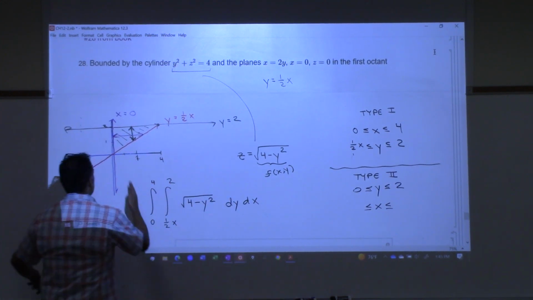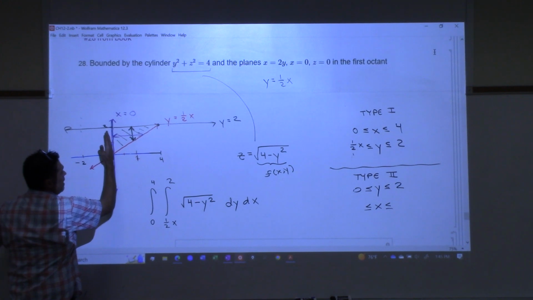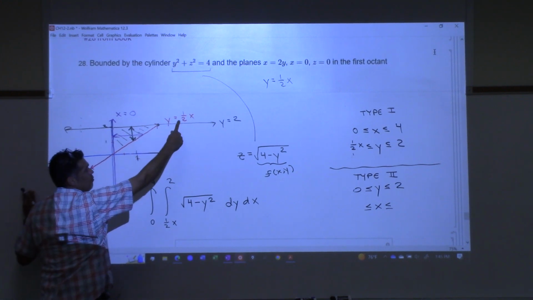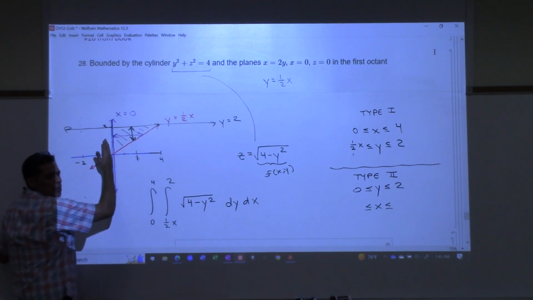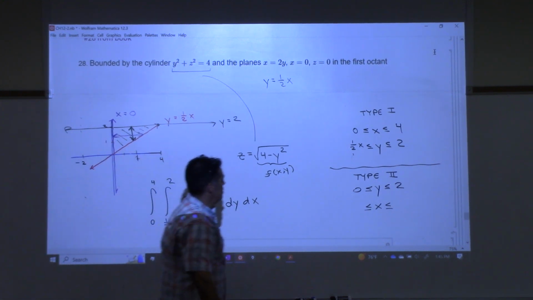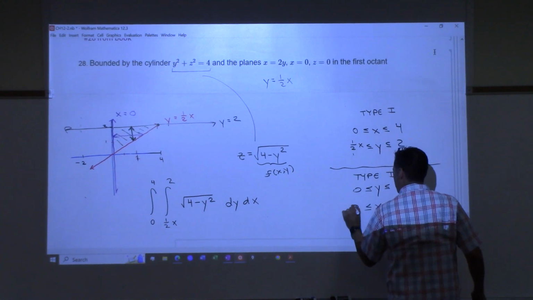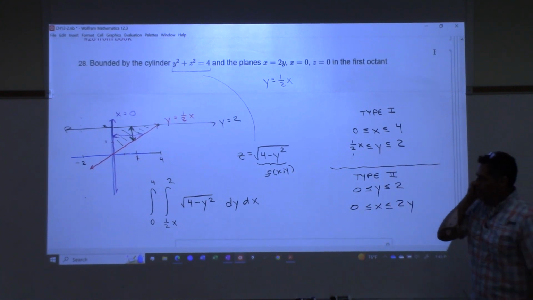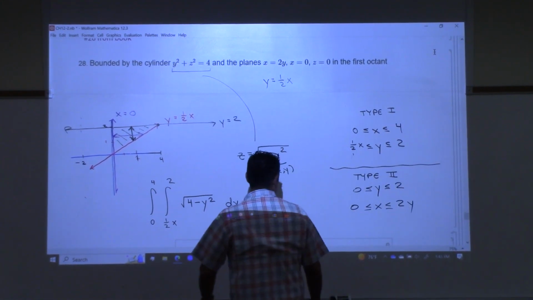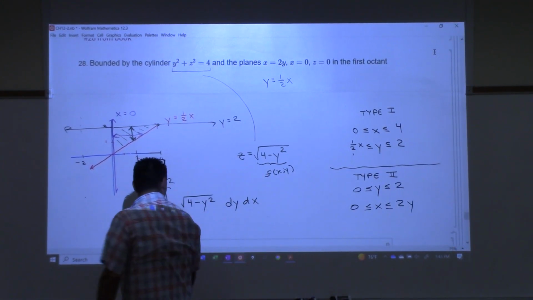So the smallest value of y I'm going to get is 0, and the biggest is what I get when I take this and solve for x. So wouldn't that be from 0 to what? 2y? 0 to 2y. The advantage of that, as we're about to see, let's look at the new integral.